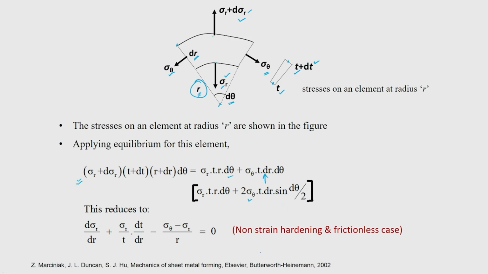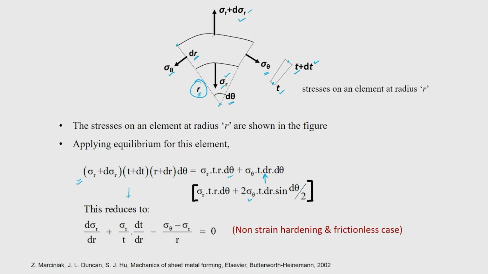In a simplified way you can write this. Basically sin d theta by 2 can be written as d theta by 2, and you can write it in this way, sigma theta t dr d theta. Of course you can simplify this further. I have not done it, so one can do this.